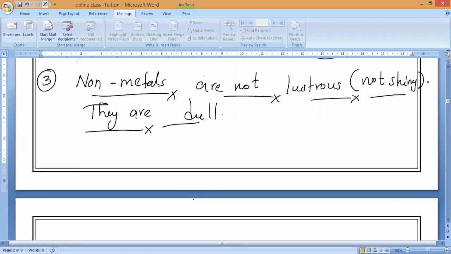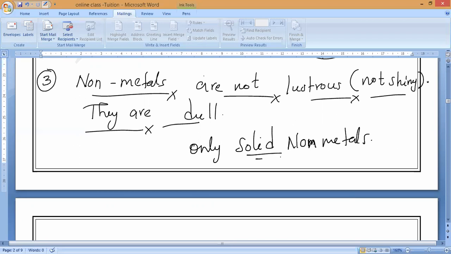Understanding? Dull or rough in appearance is applicable for what? Only solid non-metals. Liquids and gases, we cannot say whether they are lustrous or not. So only solid non-metals are dull in appearance.